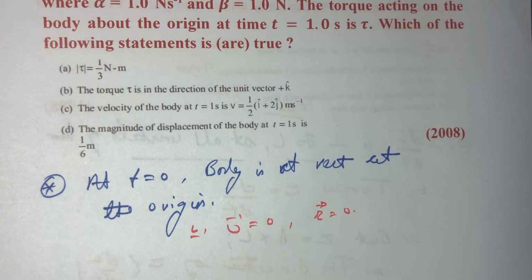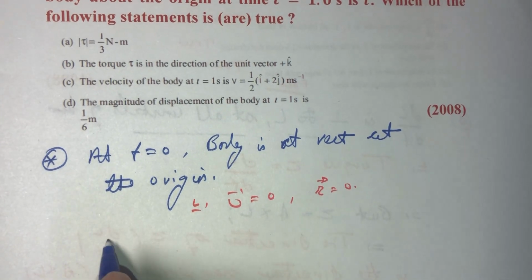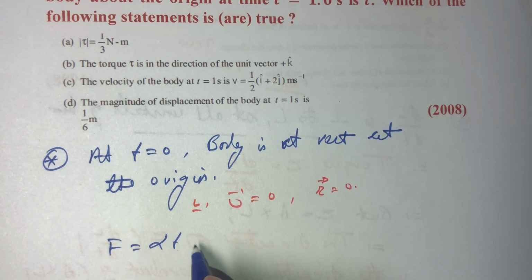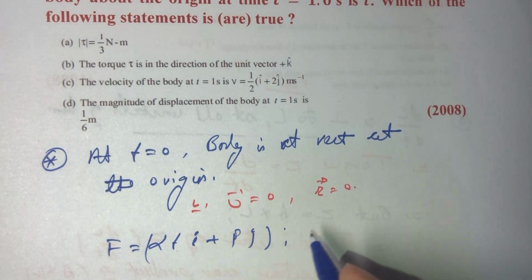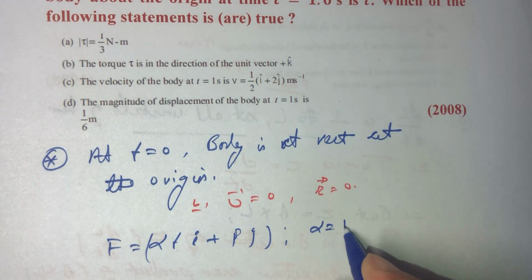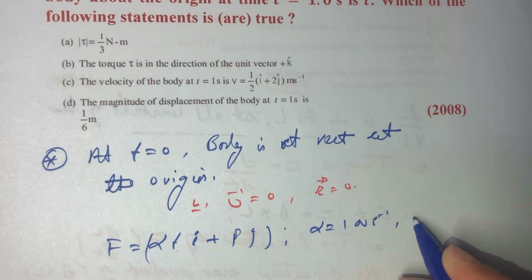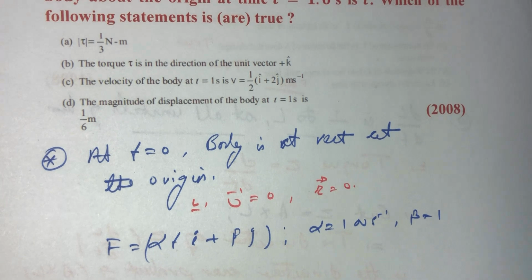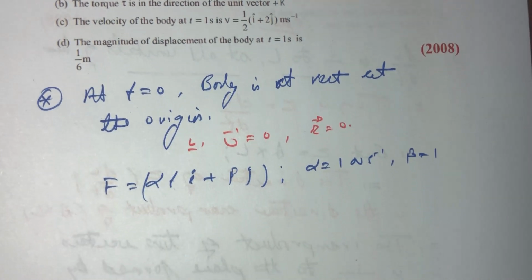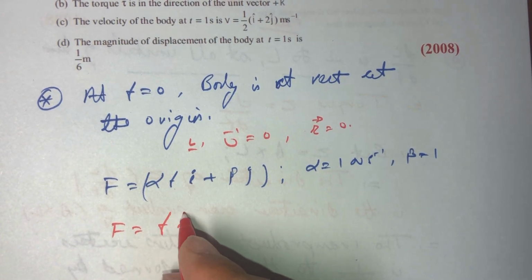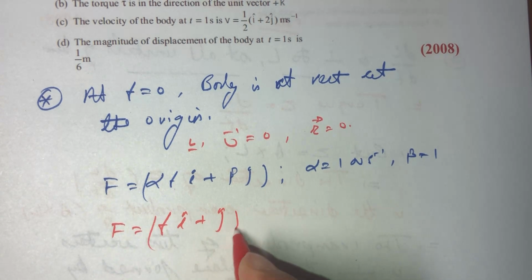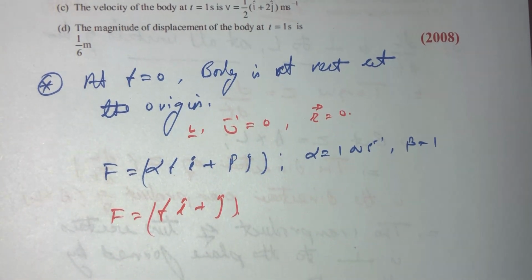Now it is given that the applied force F is equal to αt i + β j, and the value of α is 1 Newton per second and that of β is equal to 1. So substituting the values of α and β, we get that the force will be equal to t i + j. So this is the basic equation for the force, where the value of α is 1 and β is also equal to 1.